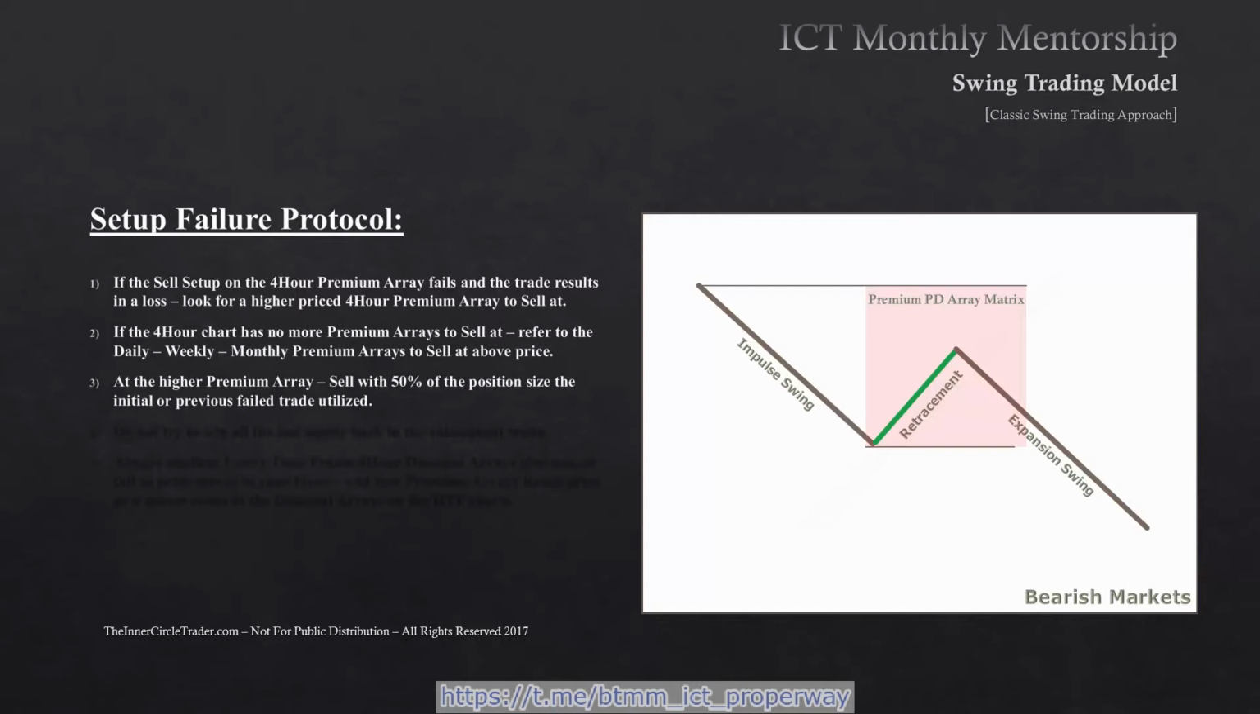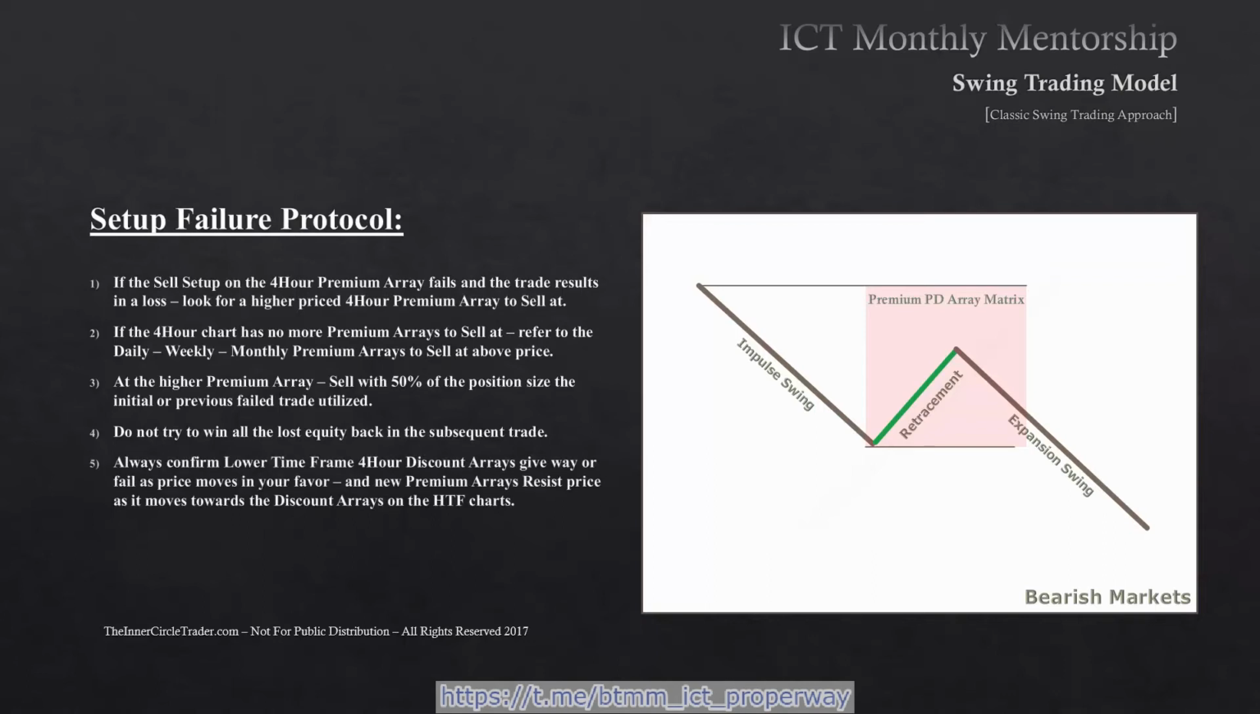At the higher premium array, you're going to sell with 50% of the position size that you used from your initial trade or previous failed trade that you utilized. Do not try to win all the lost equity back in the subsequent trade. Get what you can get from the trade. Don't try to force it all back. If the trade only pans out and it slips to less probability and you have 60% of what you lost, be happy with the 60%. At least you're mitigating the losses.